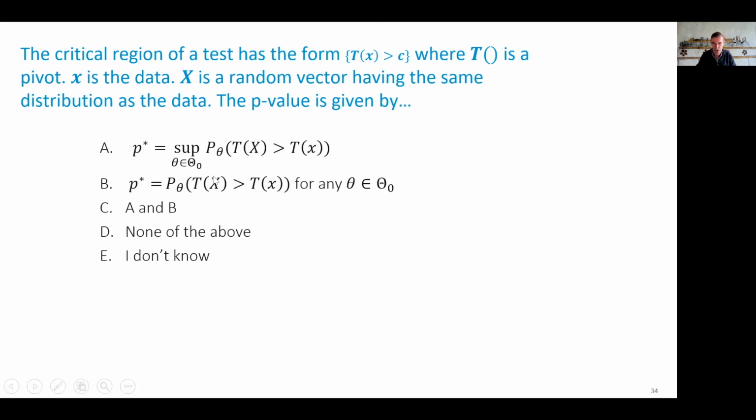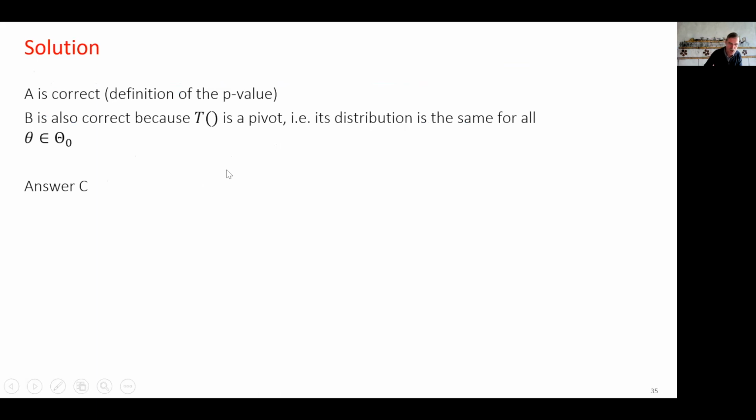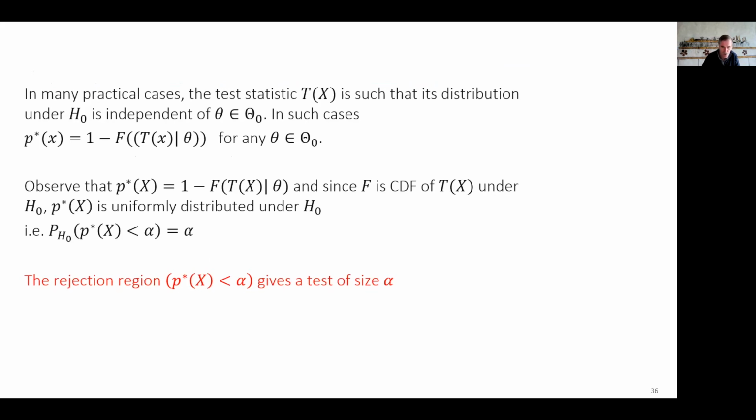But there is an interesting consequence of this. When we have a pivot, which is typically what we try to do, designing a test is in practice done by finding a pivot or an approximate pivot. Then for a given experiment, the test statistic has a distribution under H0 that is independent of the unknown value of the parameter when H0 is true here. So in such cases, the p-value is equal to this, for any theta that satisfies H0.